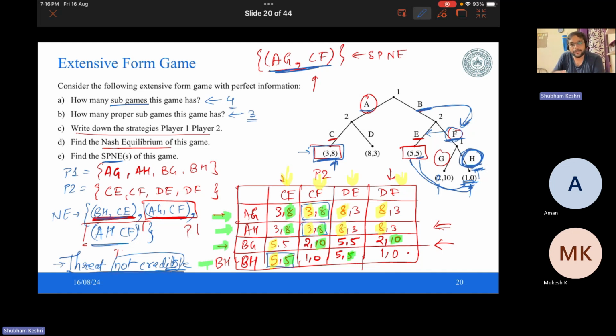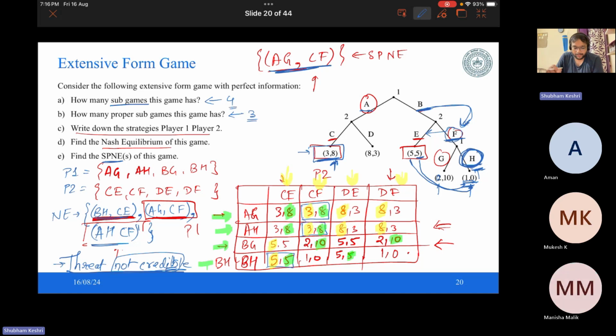I don't have an example over here. I will find one example and then maybe discuss this in the next class. But this is how Nash equilibrium and subgame perfect Nash equilibrium differ.